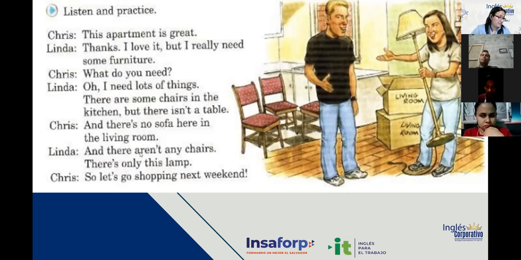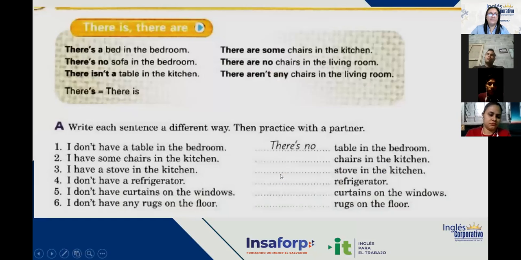So, let's go shopping. In this case, let's go. It's important because you say go shopping. The action is go shopping, go dancing. Yes? Go swimming. So let's go shopping next weekend. All right.